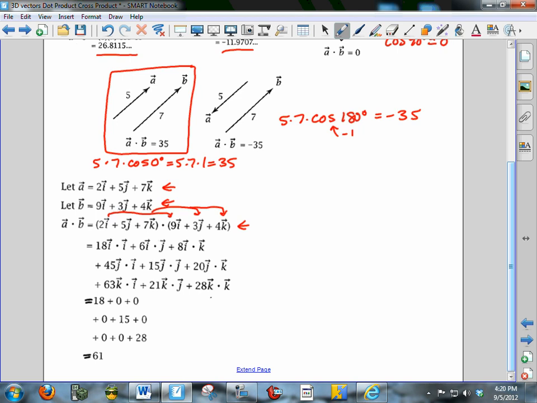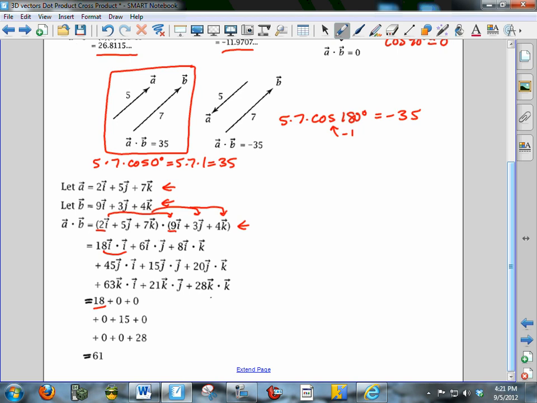Anytime I multiply an i times itself, I'm going to just get the product of the magnitudes, because i and i have 0 degrees between them. j and j have 0 degrees between them. k and k have 0 degrees between them. So I'm just going to get the product of the two numbers in front of those two vectors. So when I do 2i times 9i, it's 18 times i dot i. Well, i dot i is just 1, and so this is just 18.